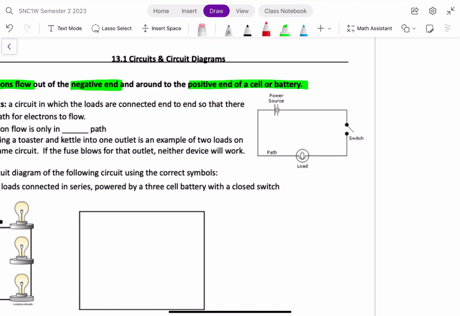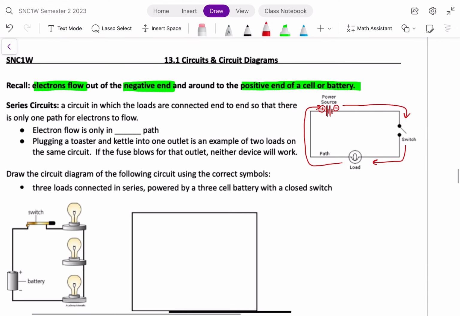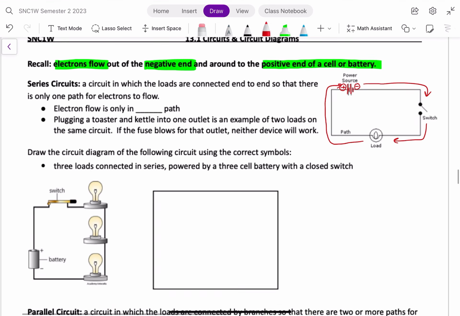So we have our power source here, and when we're drawing our circuit diagrams, we always show the negative end by drawing a minus sign. The flow of electrons is going from right to left in this case, back into the positive end of the battery. So circuit diagrams can become very complex, but we're just being introduced to drawing them. So we'll take a look at a couple of examples.